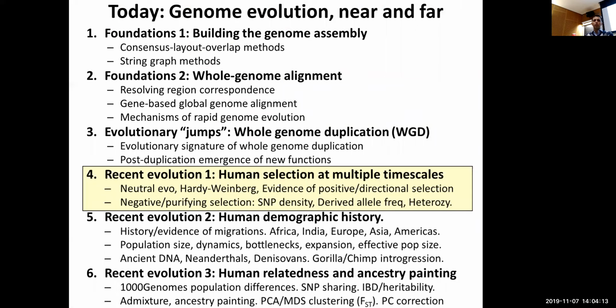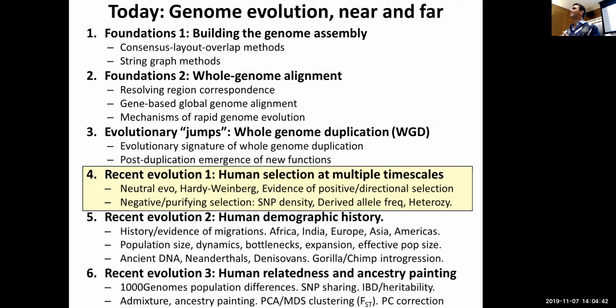All right, so we talked about the foundations of the whole genome assembly, the foundations of building the whole genome alignment. And we talked about these mechanisms of rapid genome evolution. And we also talked about these dramatic evolutionary jumps of whole genome duplication. Who feels that they've learned stuff? Yay, awesome. So now let's talk about the section of the population genetics lecture that I didn't get to cover.